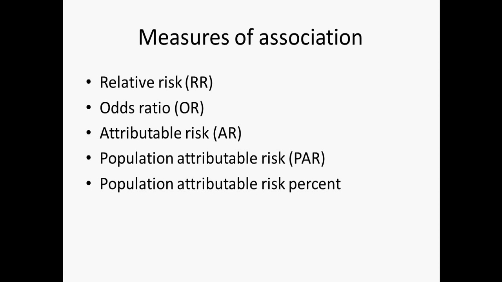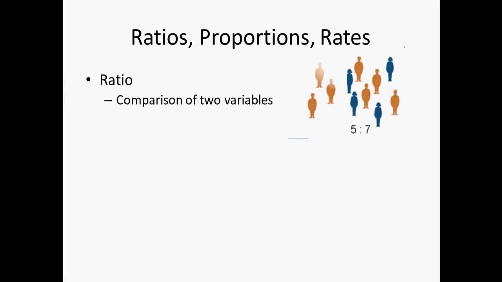Before we go on to what are these risks and ratios, we need to get the concepts of ratios, proportions, and rates clarified, so that there is no confusion as to understanding what is a rate and a ratio and what is the difference between these three terminologies. So let's start with ratio. A ratio compares two dissimilar things by dividing one quantity by the other. In other words, we compare two variables. So let's look at an example.